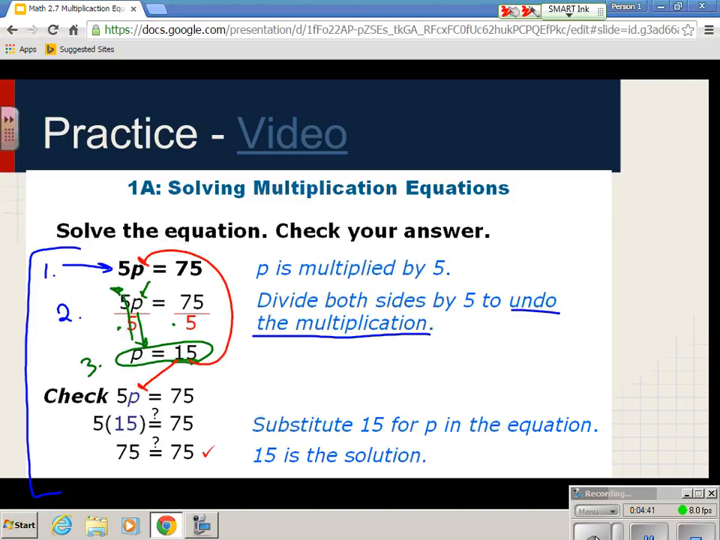So if you did 15 times p, that gets 75, and since we have a balanced equation, it checks off as correct. So make sure you have all that down before you continue on to the next part of the video.